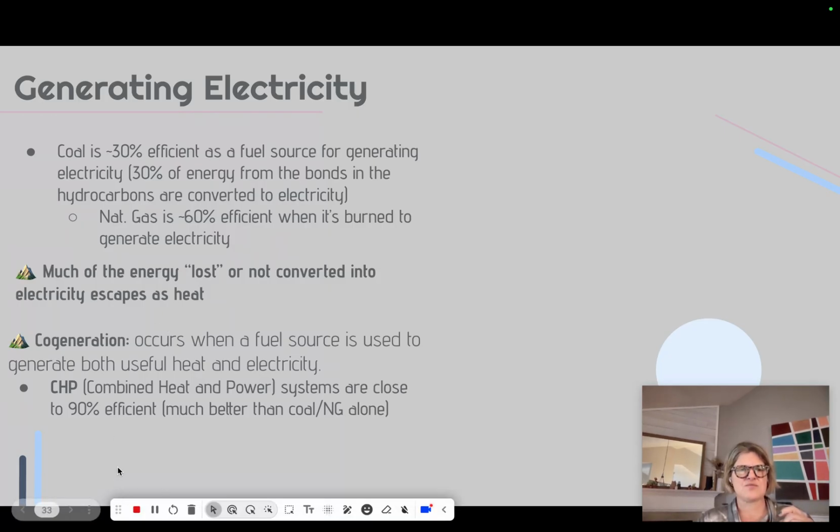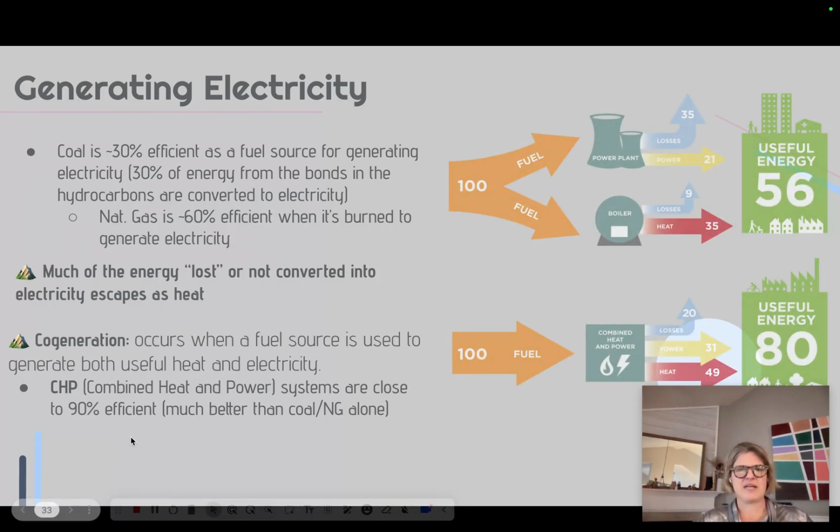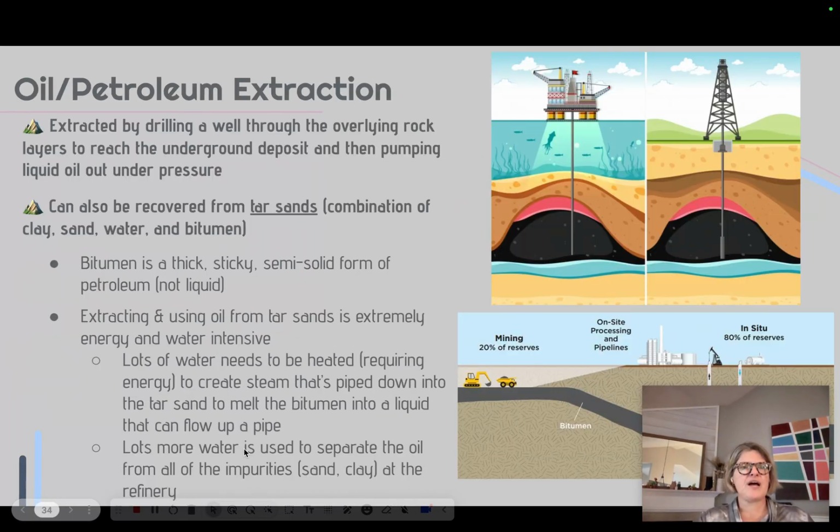Coal, I don't think, is as well with its cogeneration combined heat and power source. Okay, so there we go. All right.